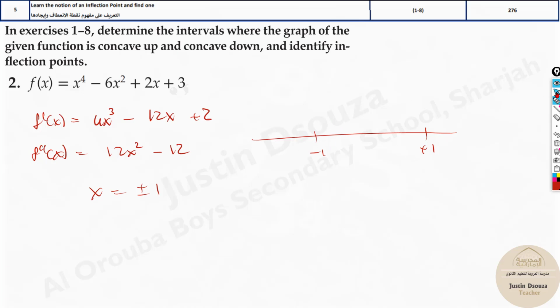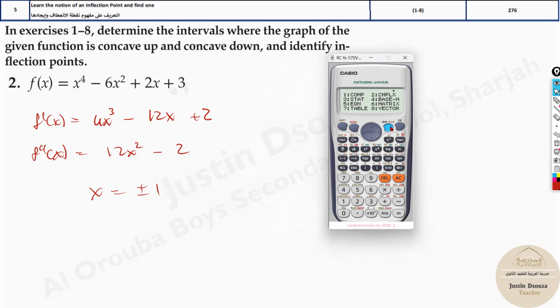But now I will suggest a shortcut method because it's an MCQ part. Let's take our calculators. Let's go to mod 7, that gives us the table. Let's type this equation out: alpha x to the power 4 minus 6 alpha x squared plus 2x plus 3. And now press equal to. If you have the latest model of calculator, you will get this option. Just ignore it. Press equal to.